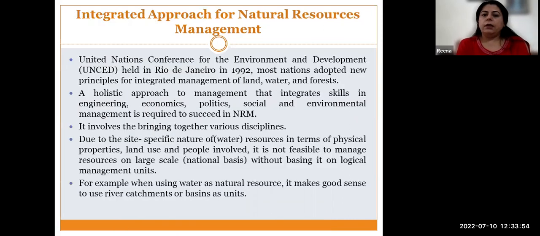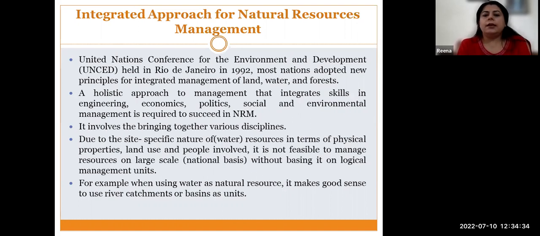So when you see the integrated approach, it started way back in 1992, when the United Nations Conference on Environment and Development was held in Rio de Janeiro, and most nations adopted these principles for integrated management of land, water and forest. So it's a very holistic approach, where you are going to incorporate skills of engineering, economics, politics, social and environment management also. So being multidisciplinary and being an integrated approach, it involves all kinds of disciplines.